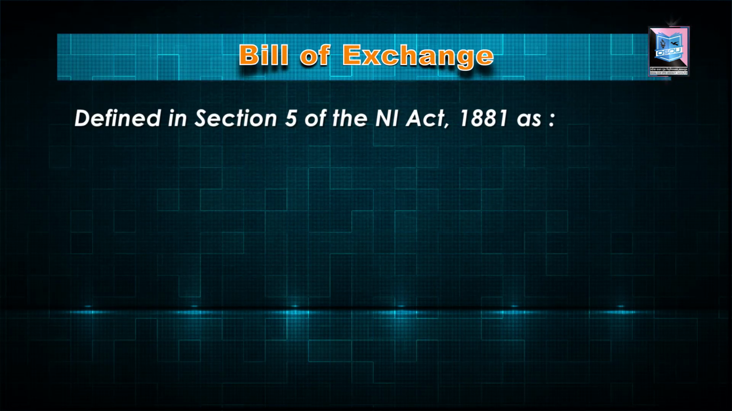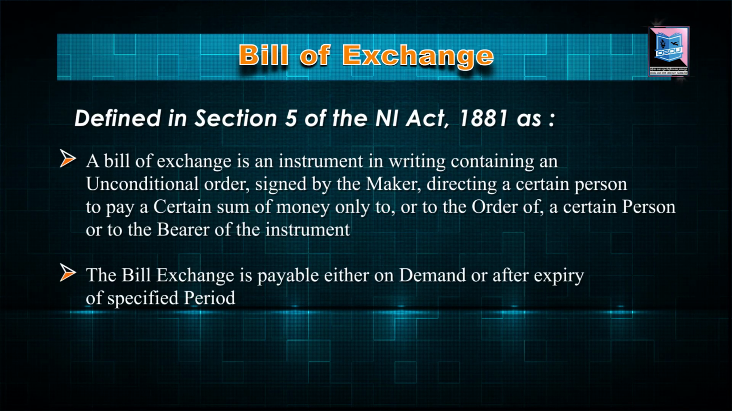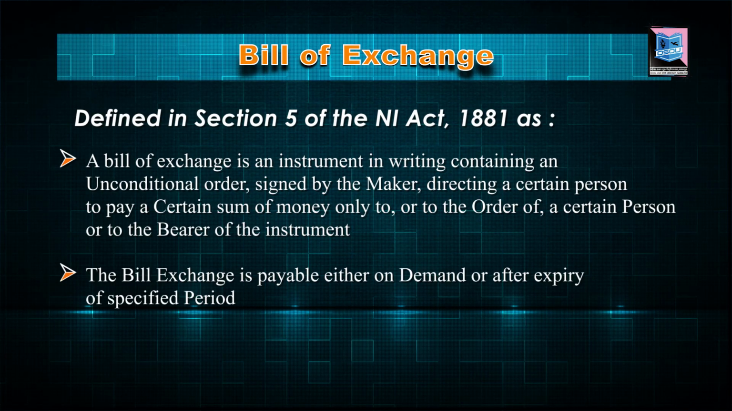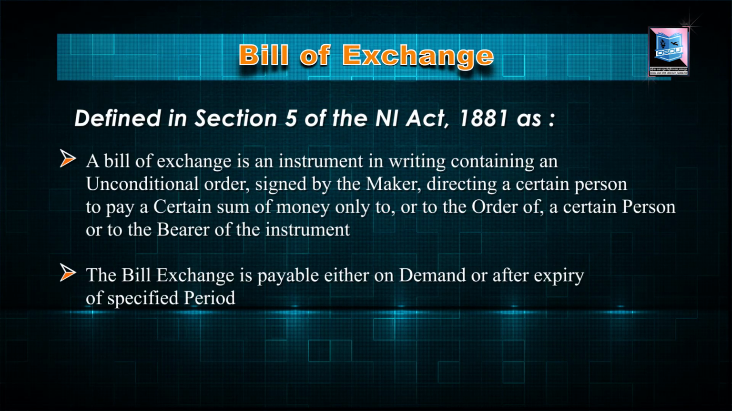Moving to the next document, which is the bills of exchange. Section 5 of the Negotiable Instruments Act 1881 defines the term bills of exchange. A bill of exchange is an instrument in writing containing an unconditional order signed by the maker directing a certain person to pay a certain sum of money only to, or to the order of, a certain person or to the bearer of the instrument. Now again, in the definition as provided by section 5, it is very clear that it is also an instrument which is in writing and it contains an unconditional order.